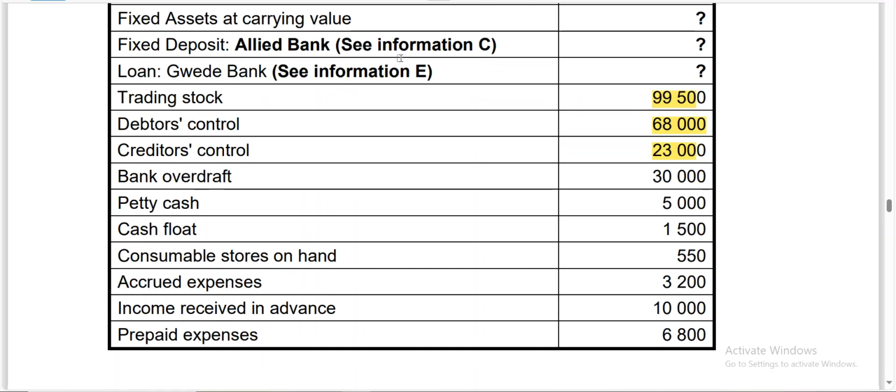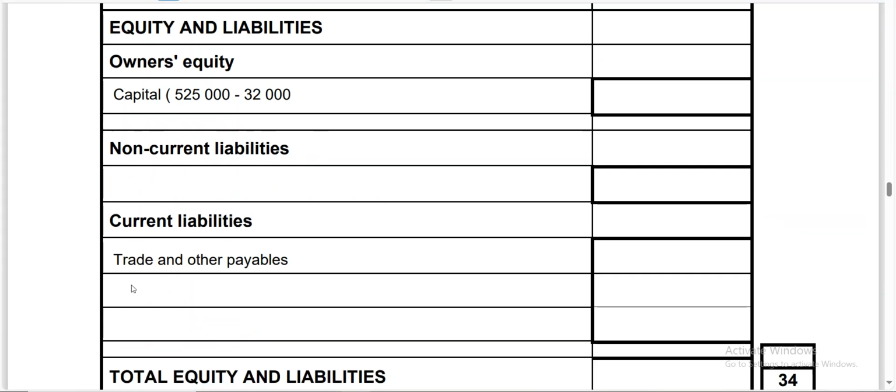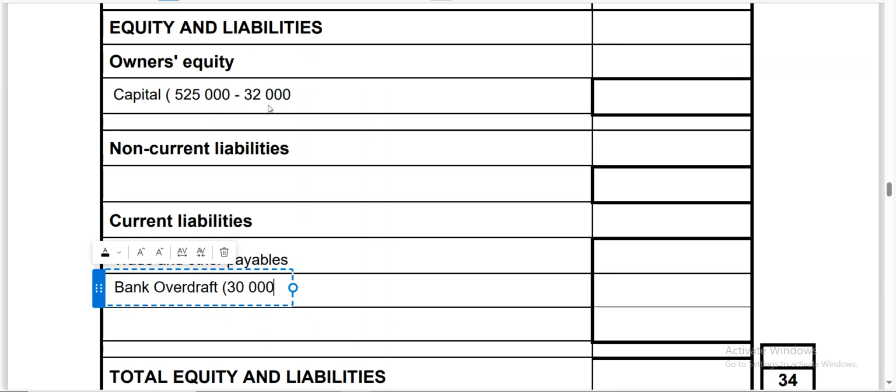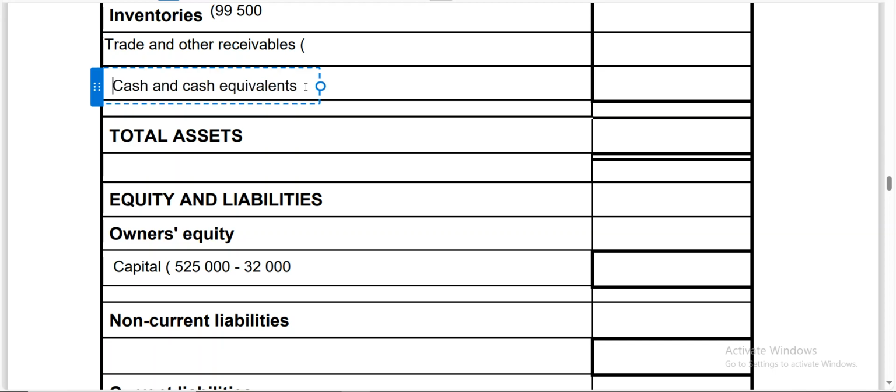And then from there, we have a bank overdraft of 30,000. So I'm going to go to my balance sheet under current liabilities and include bank overdraft. Remember that the bank overdraft, according to the information, is 30,000. So you start by inserting the information that we're given. Then after that, I have petty cash. My petty cash is 5,000, and then my cash float is 1,500, so I'll have to work in brackets. So I'm going to say 5,000 here.